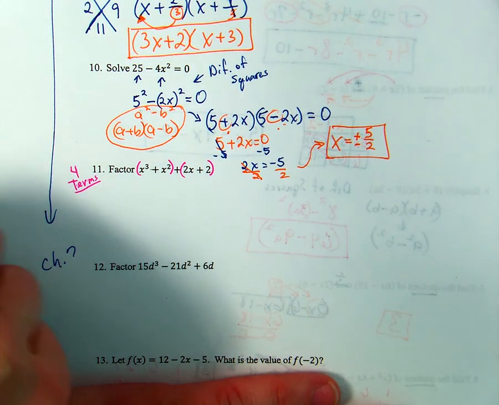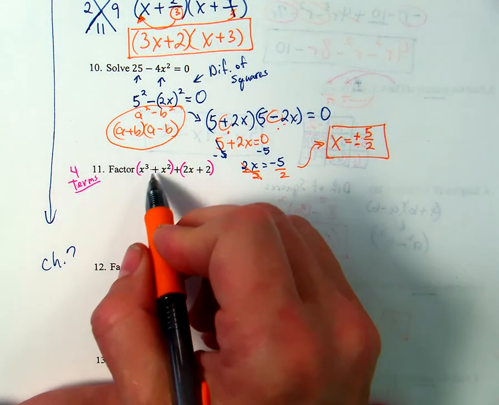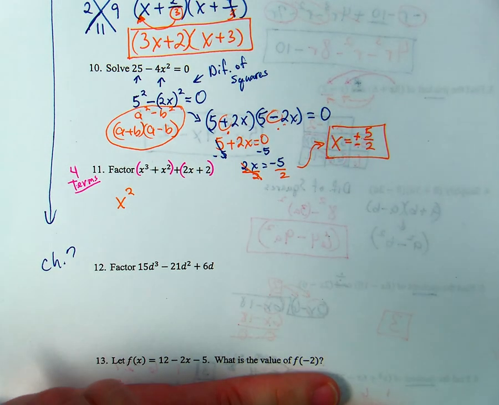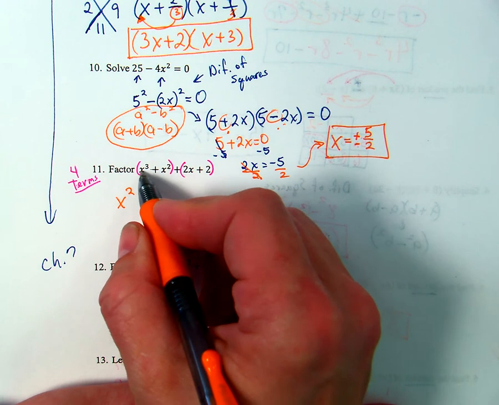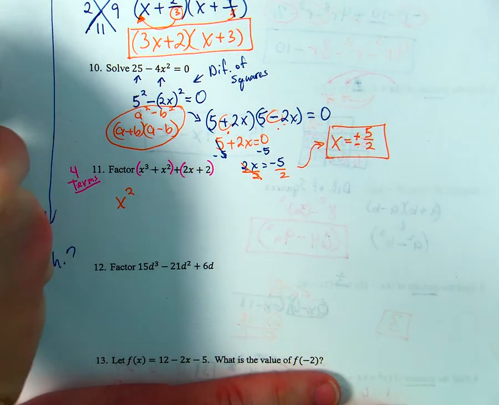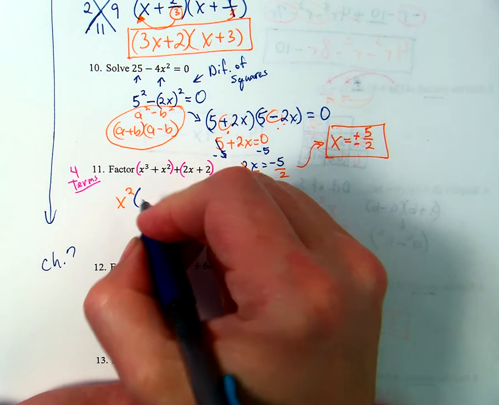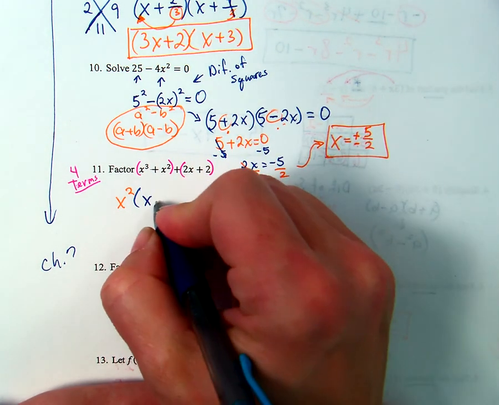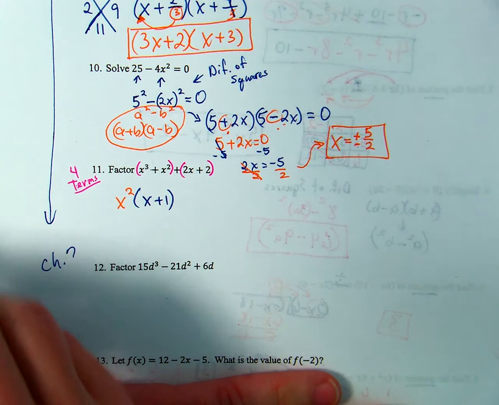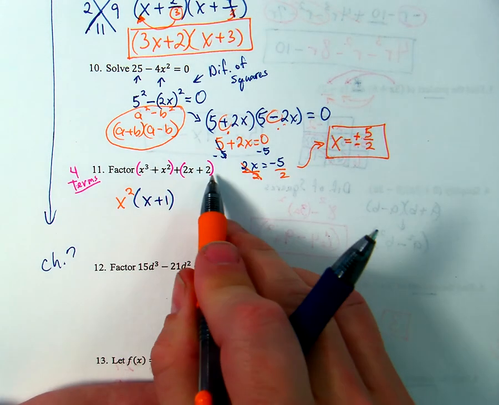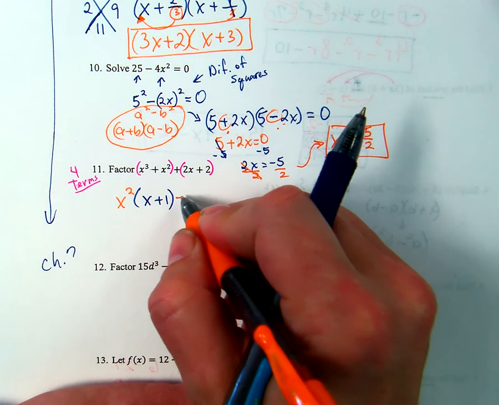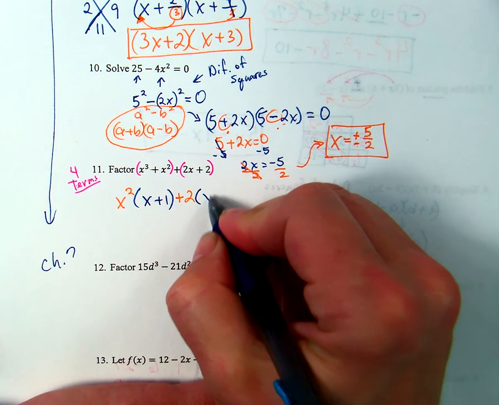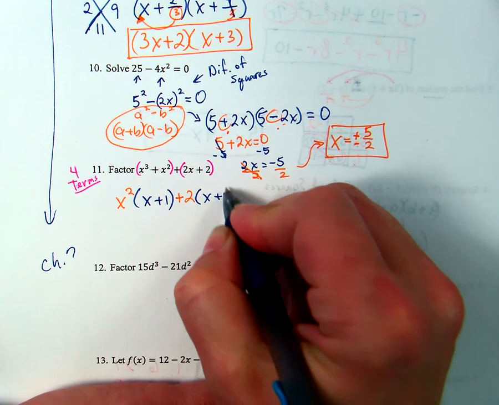Now, when we're grouping, we're looking for a greatest common factor in this group, which in this case is going to be x squared. When I take an x squared or divide both of these by x squared, so I factor that out, I'm left with x, and then take that divided by x squared, and that's going to be plus 1. Now on the second one, I'm looking for the greatest common factor, and it's a positive 2. If you'll notice, when I divide this by 2, I get an x. Divide 2 by 2, I get 1.